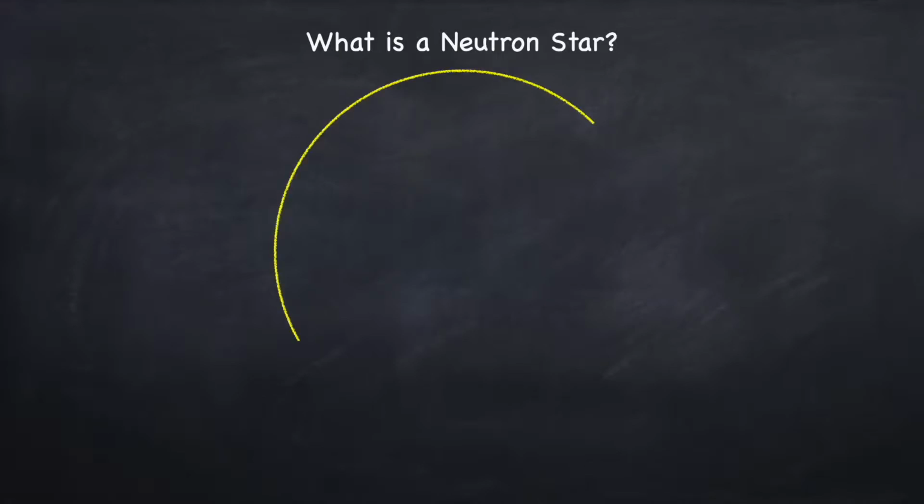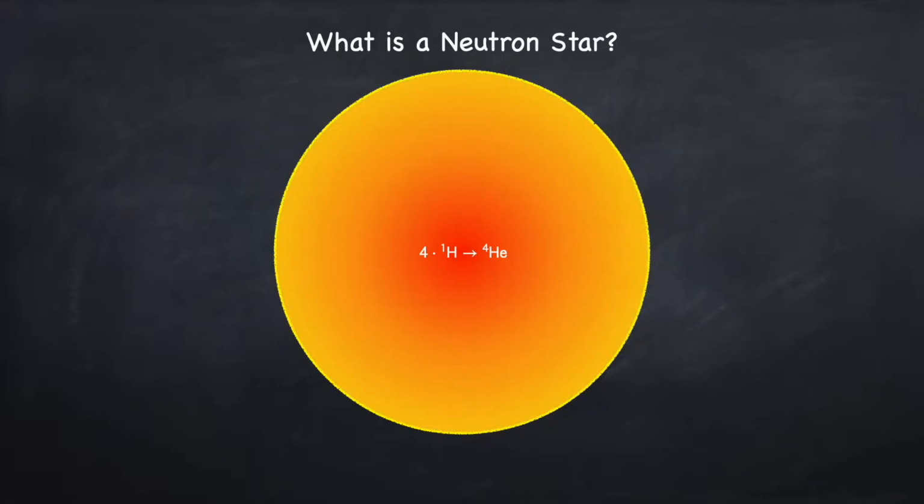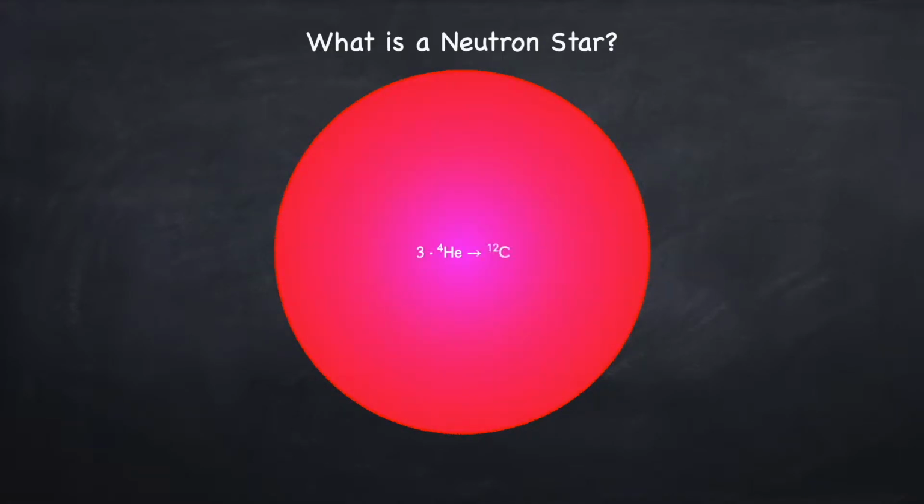You may recall that during the main sequence phase, a star is fusing hydrogen into helium. When the core runs out of hydrogen, it goes on to fusing helium into carbon. When the core runs out of carbon, we found out in the previous video, when we looked at the Chandrasekhar limit, that if the star is less than about 10 solar masses, it will not be hot enough to go on to fusing carbon, and you will get a white dwarf.